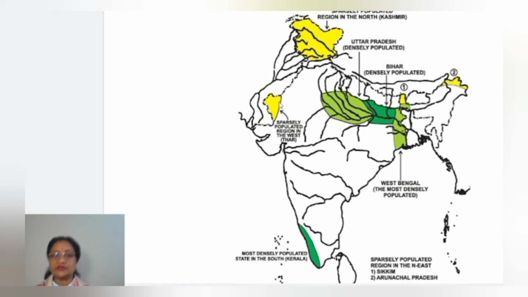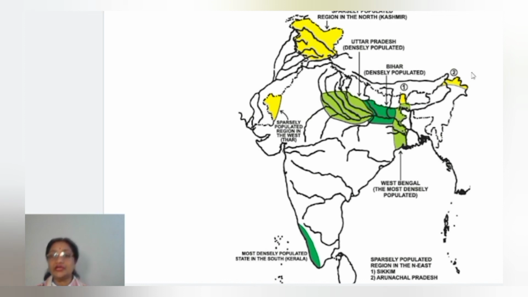Number two is the Thar Desert, this side. And number three, the Sikkim region, this part. You can see here, the Sikkim region. And the extreme northeastern parts, that is Arunachal. Now these four regions are there for the sparsely populated area.